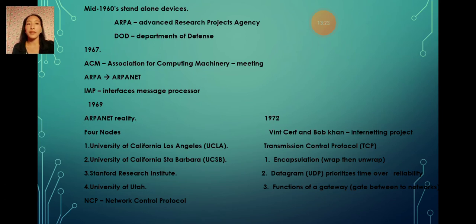In 1972, Kahn and Cerf, the Internetting Project, Transmission Control Protocol, encapsulation, wrap, then unwrap. Datagram, or the UDP, prioritizes time over reliability. Functions of a gateway, or gate between two networks.